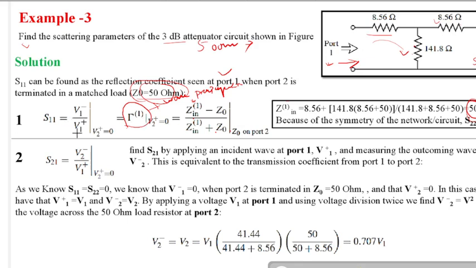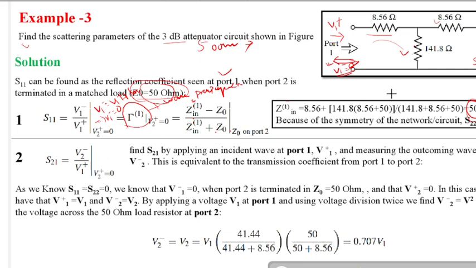So that means it is an ideal network where nothing is getting reflected back. Here I can say V1 minus is equal to V1 plus times S11. S11 is 0, which implies V1 minus is equal to 0. That means if you are applying a voltage V1 plus here, then the reflected voltage V1 minus is equal to 0. So that is what it means.